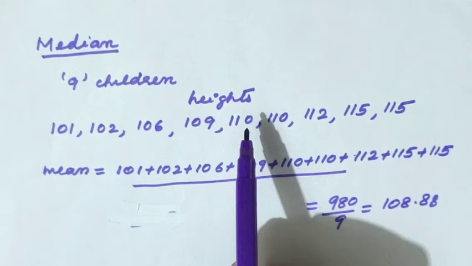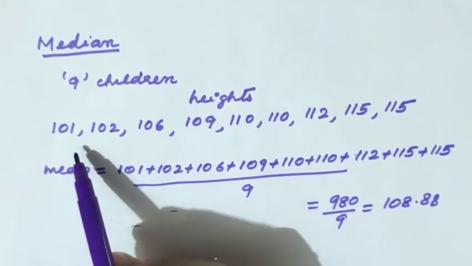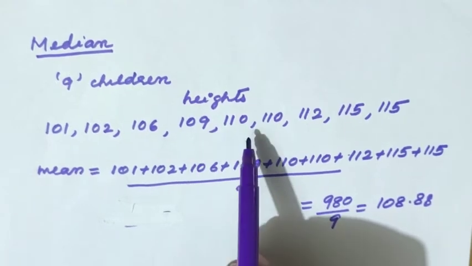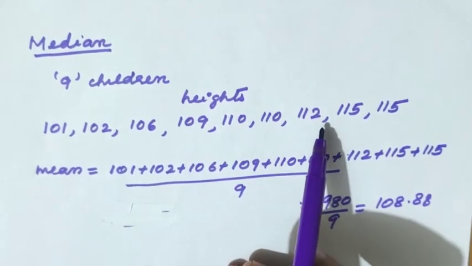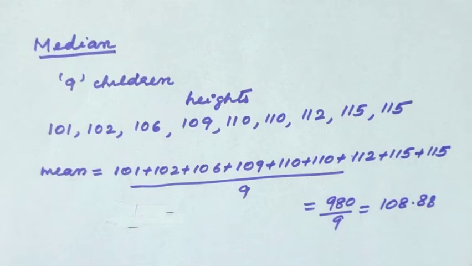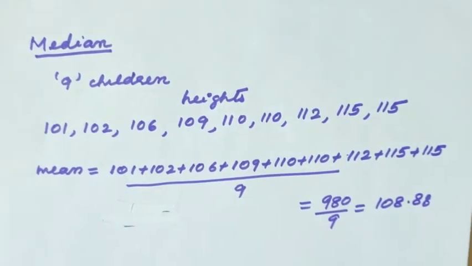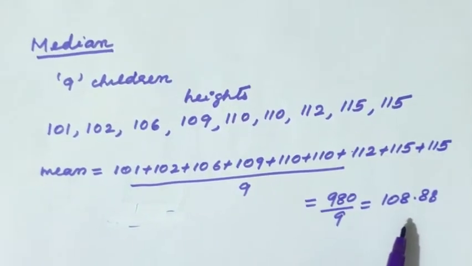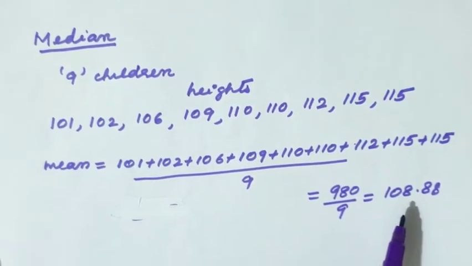There are 9 children with their heights recorded, all in centimeter only: 101, 102, 106, 109, 110, 110, 112, 115 and 115. Nine children are there with their respective heights. If we go for the mean, you are going to get 108.8 only.